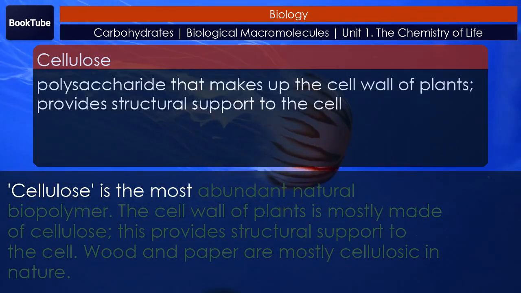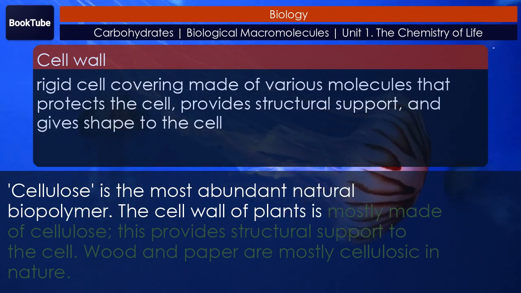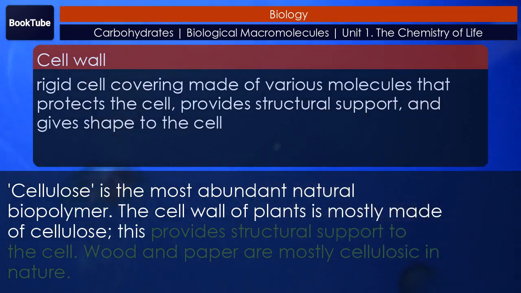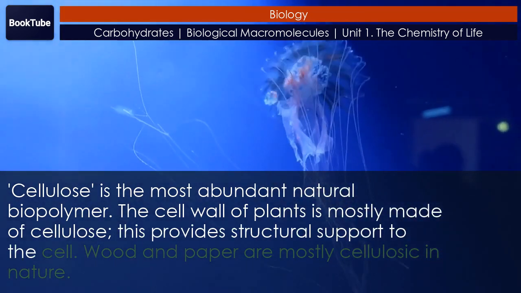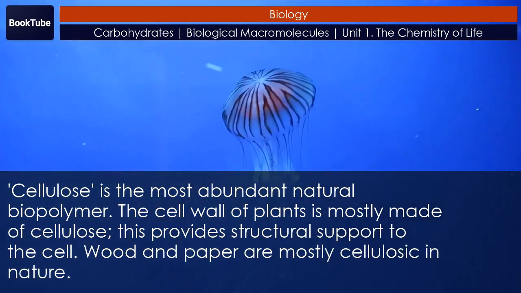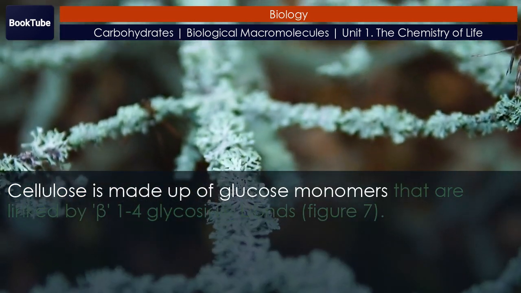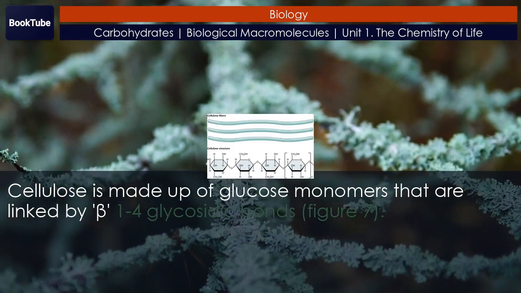Cellulose is the most abundant natural biopolymer. The cell wall of plants is mostly made of cellulose. This provides structural support to the cell. Wood and paper are mostly cellulosic in nature. Cellulose is made up of glucose monomers that are linked by beta 1-4 glycosidic bonds.